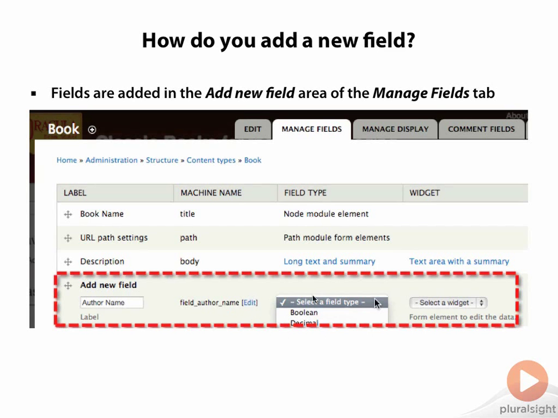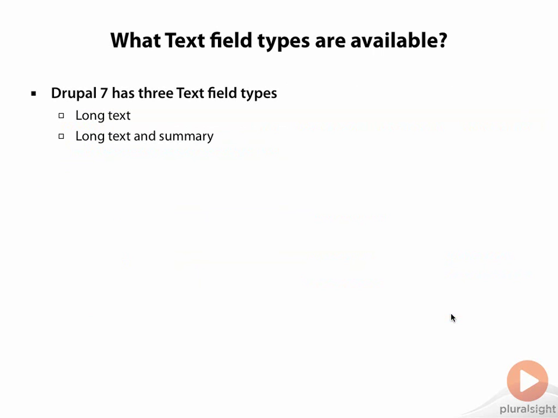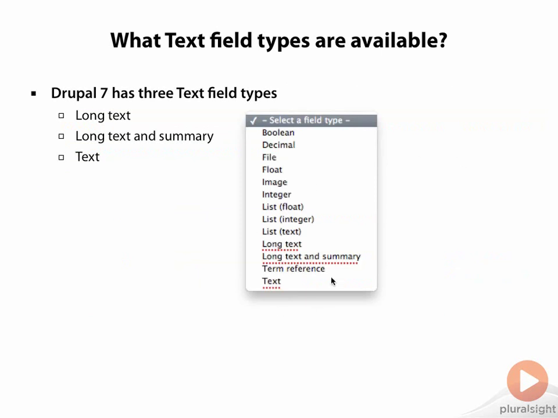Then you would select the particular field type and a widget. Sometimes more than one widget is available, but not always. It depends on the field type. Now, for text fields in particular, Drupal has three types available out of the box: a long text field, a long text that has a separate summary field, and then a plain text field. And you would choose one of those as you configured that particular field type.